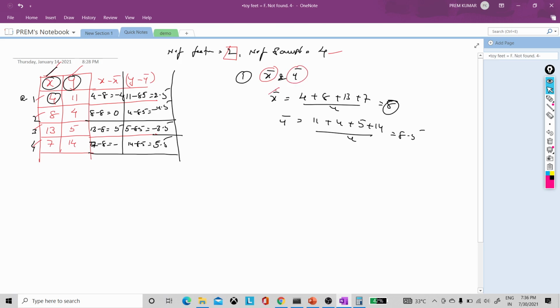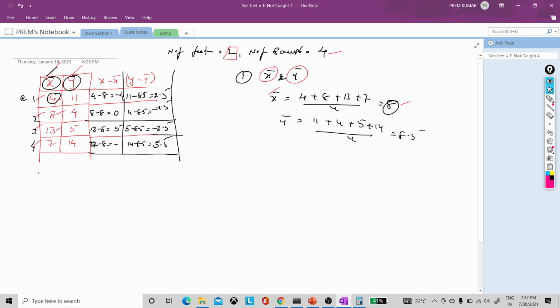So in step 1, first I am going to calculate the x mean and y mean. What is meant by x mean? 4 plus 8 plus 13 plus 7 divided by 4, which means the value will be 8, and y bar will be 11 plus 4 plus 5 plus 14 divided by 4, which is 8.5. So this is the x bar and y bar.